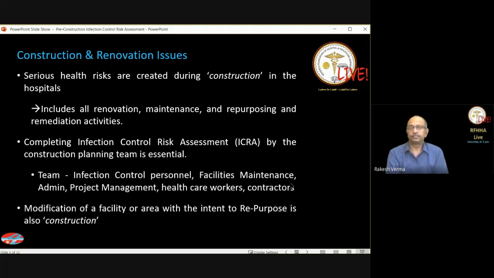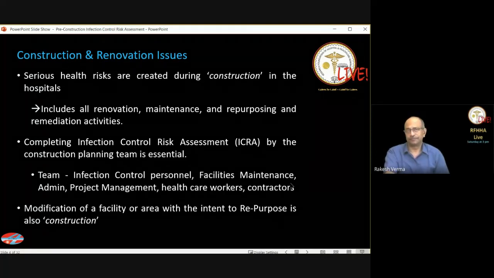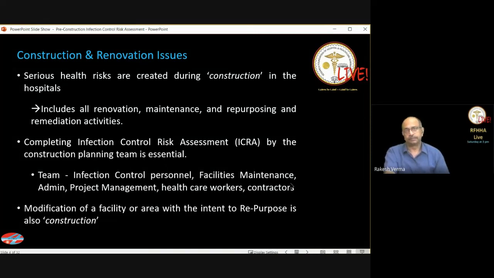So the constituents of the team will be people from the infection control organization or the setup in your hospital. Typically, the infection control officer is the one who's involved here. You will have people from the facility maintenance, from the administration, someone from the project management who is handling this entire construction project, as well as the contractors. In addition, you should also include the healthcare workers, the doctors or the senior nurses who are part of the area where this particular activity is going on.